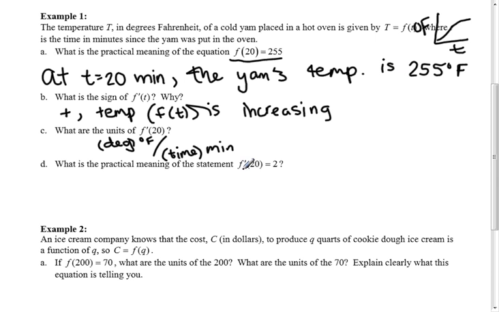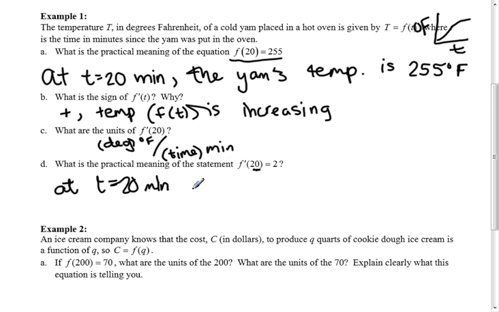And what's the practical meaning of that statement? Well, again, we're looking at a specific time. So at T equals 20 minutes, f prime of that equals 2. So that's our rate, our degrees per minute. And the wording is tough here. This is something that we have to learn to work on together.